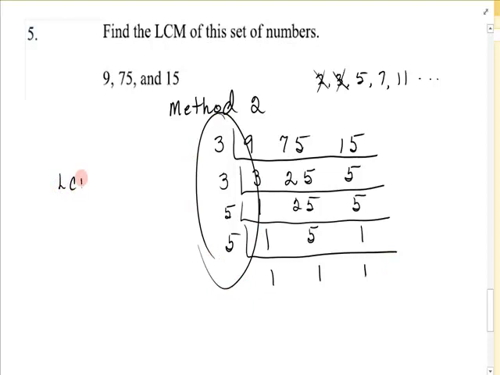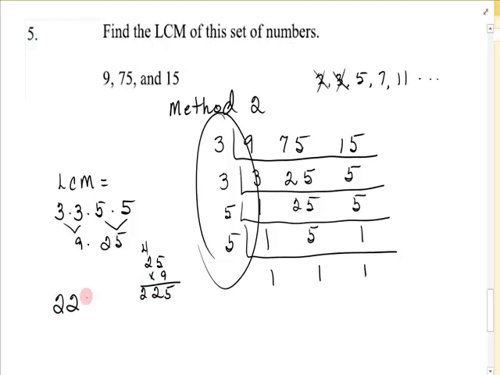My least common multiple is 3 times 3 times 5 times 5. 3 times 3 is 9. 5 times 5 is 25. So 25 times 9: 45, carry the 4. That's 18, and 4 is 22. The least common multiple is 225. So this method 2 is really good, especially for sets of 3 numbers.